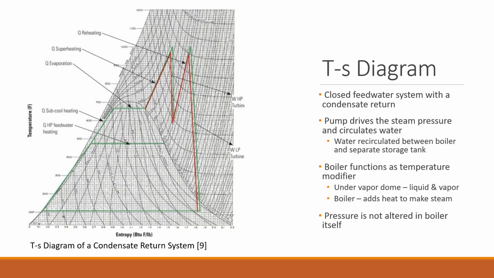I won't spend a lot of time on it, but it's important that you understand that you're looking at a closed feedwater system with a condensate return. What you're seeing is that the pump drives the steam pressure and circulates the water, which again is being recirculated between the boiler and a separate storage tank. The boiler functions only as a temperature modifier, and under the vapor dome, the feedwater is a liquid and a vapor before going into the boiler where it adds heat to make it steam. The pressure in the boiler is not altered at all, and the sole driver of steam pressure is that pump.